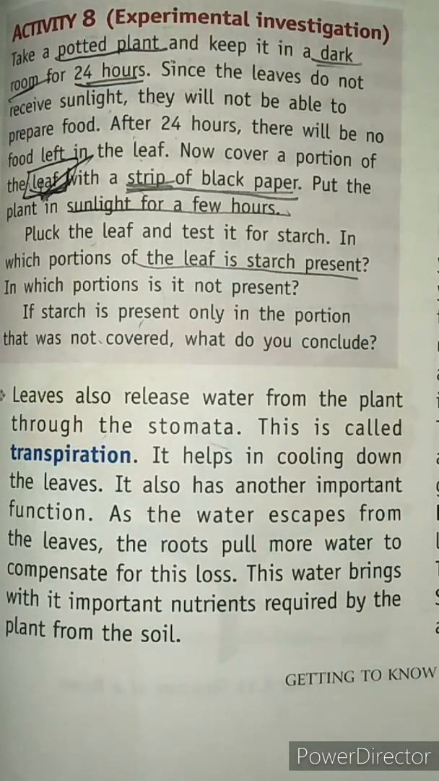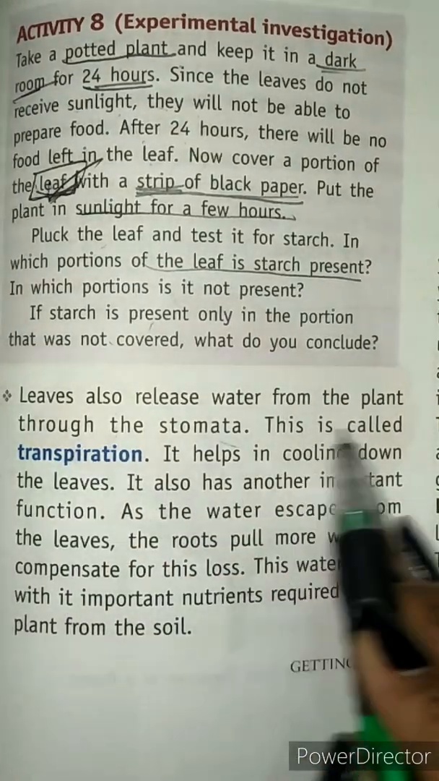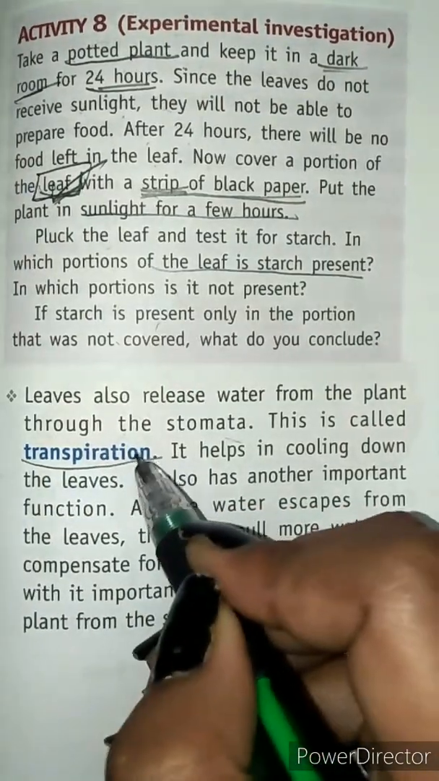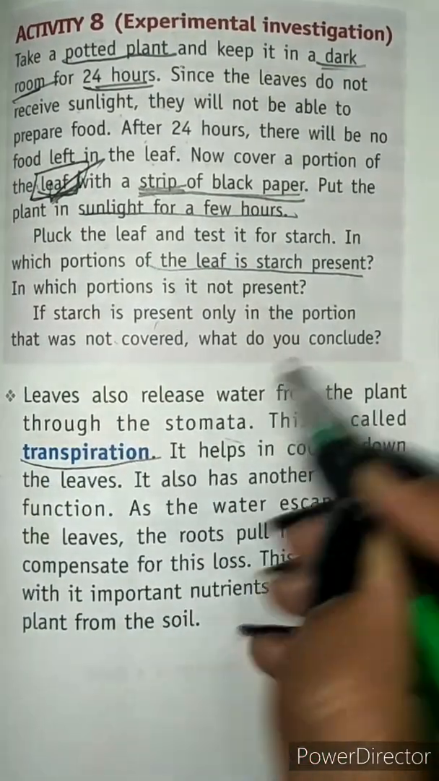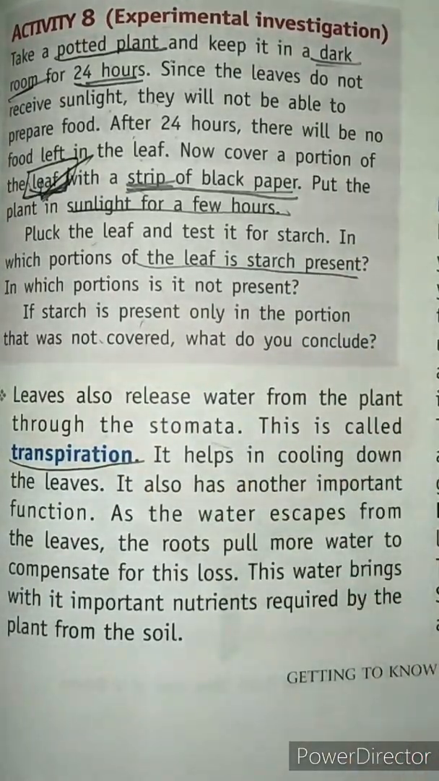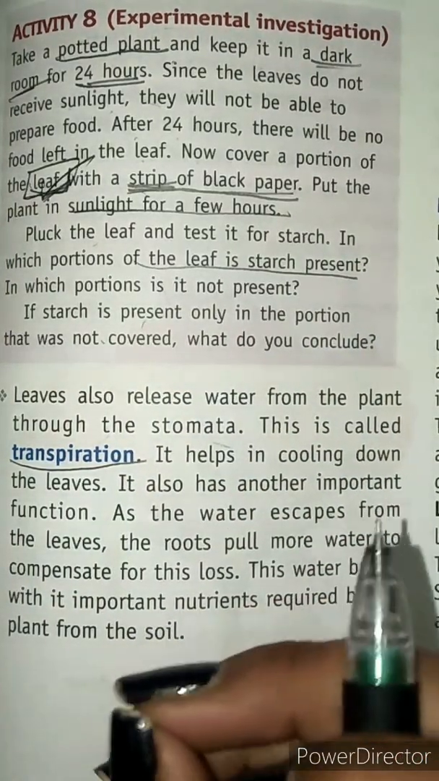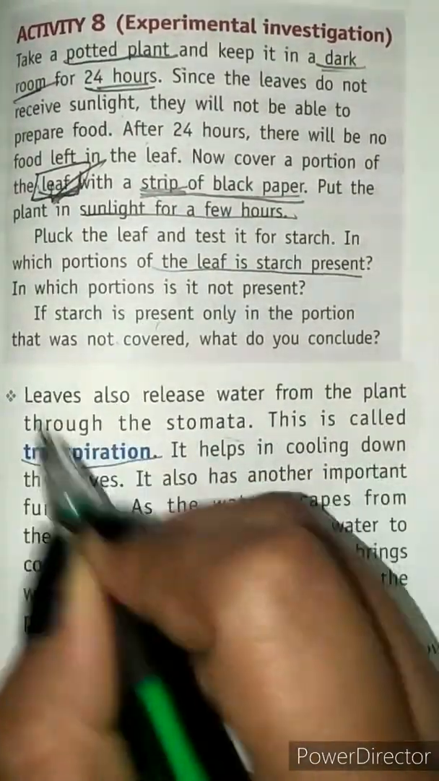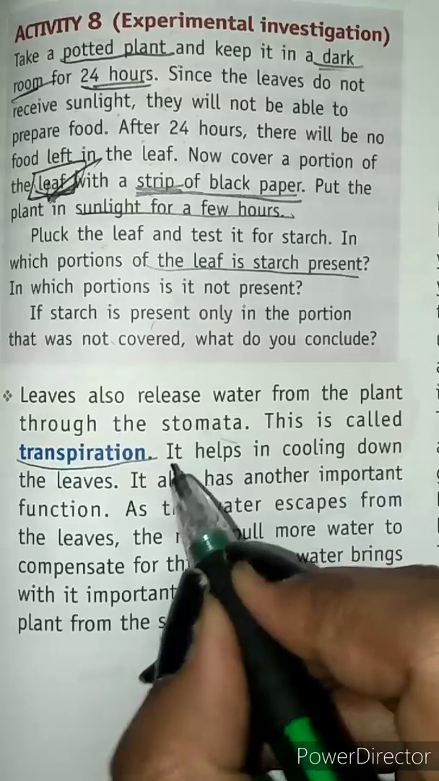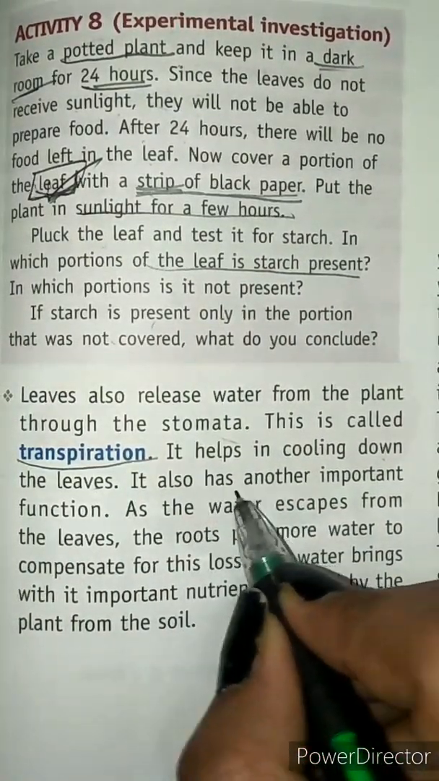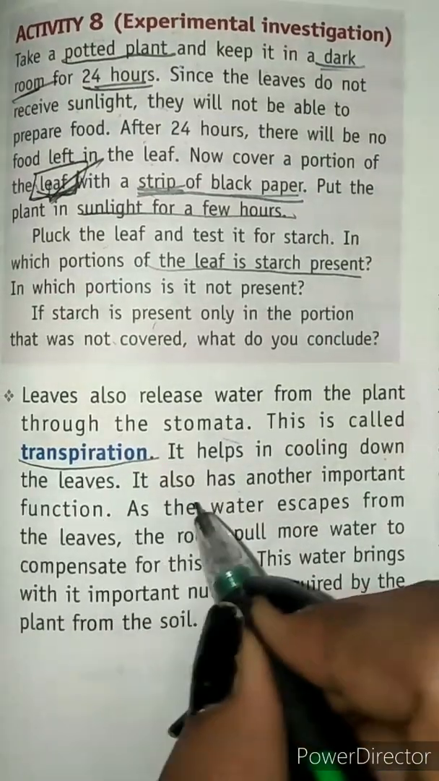So students, the next function of the leaf we have: leaves also release water from the plant through the stomata. This is called transpiration. So what is transpiration? When a leaf releases excess water during sunlight, in the presence of air, that process is known as transpiration. Clear? It helps in cooling down the leaves. It also has another important function.